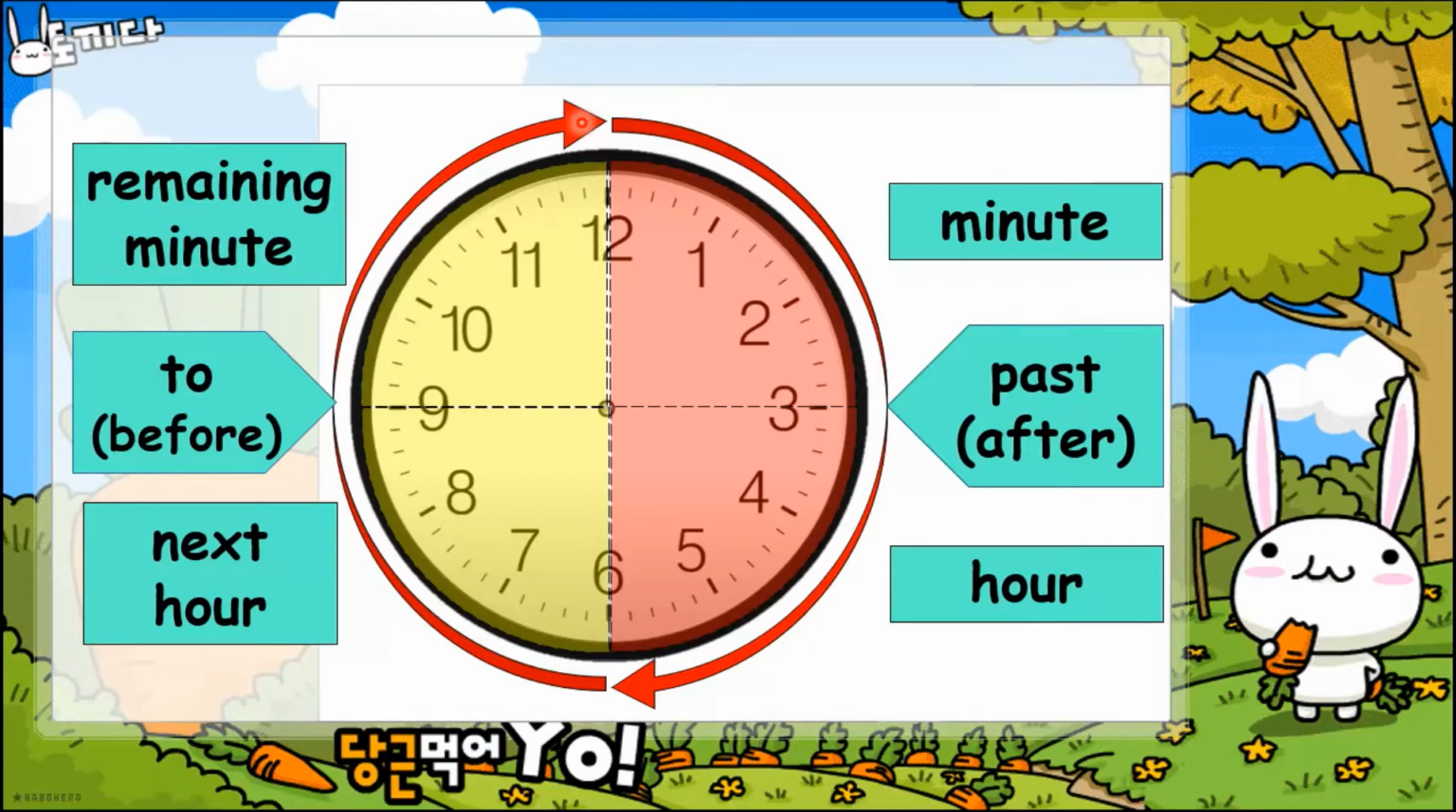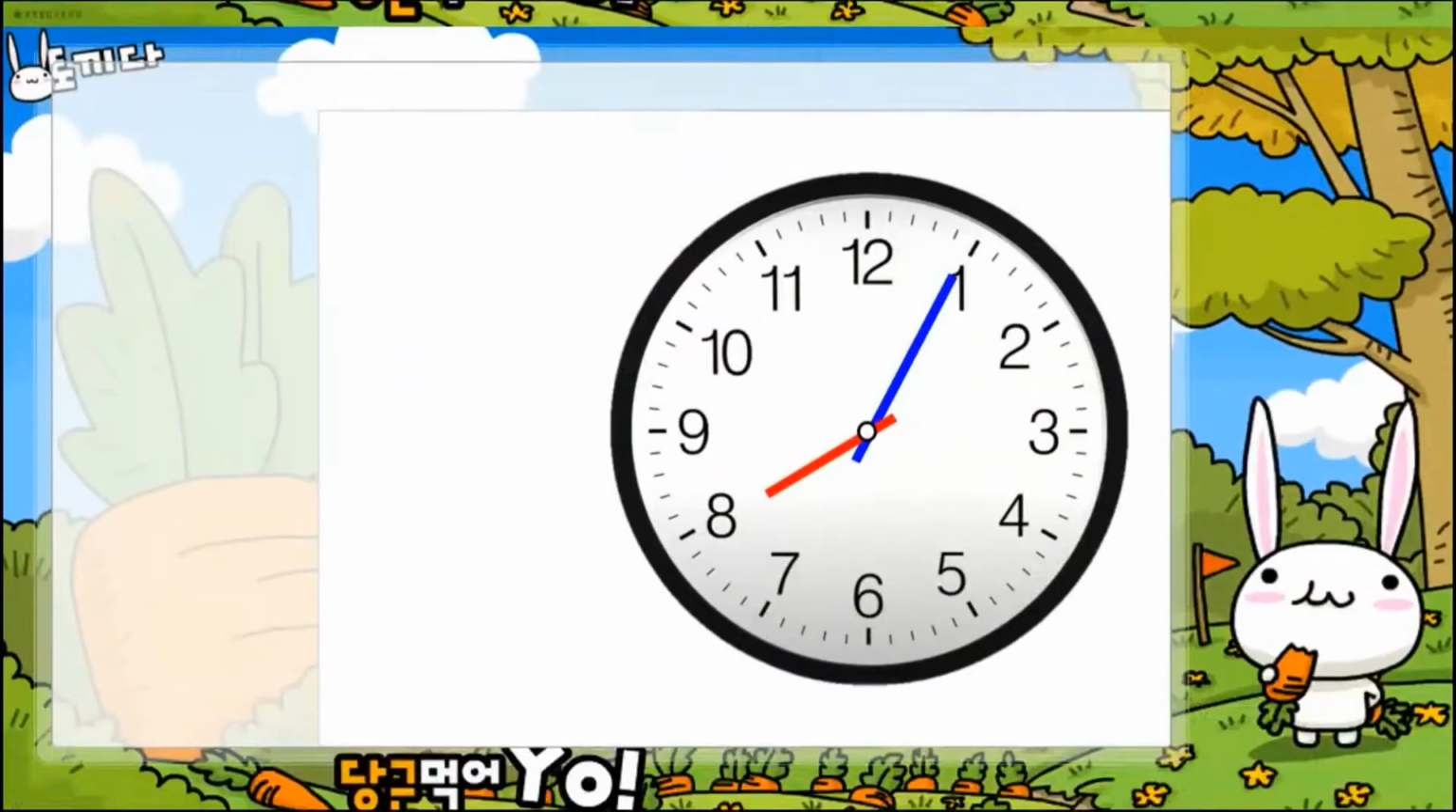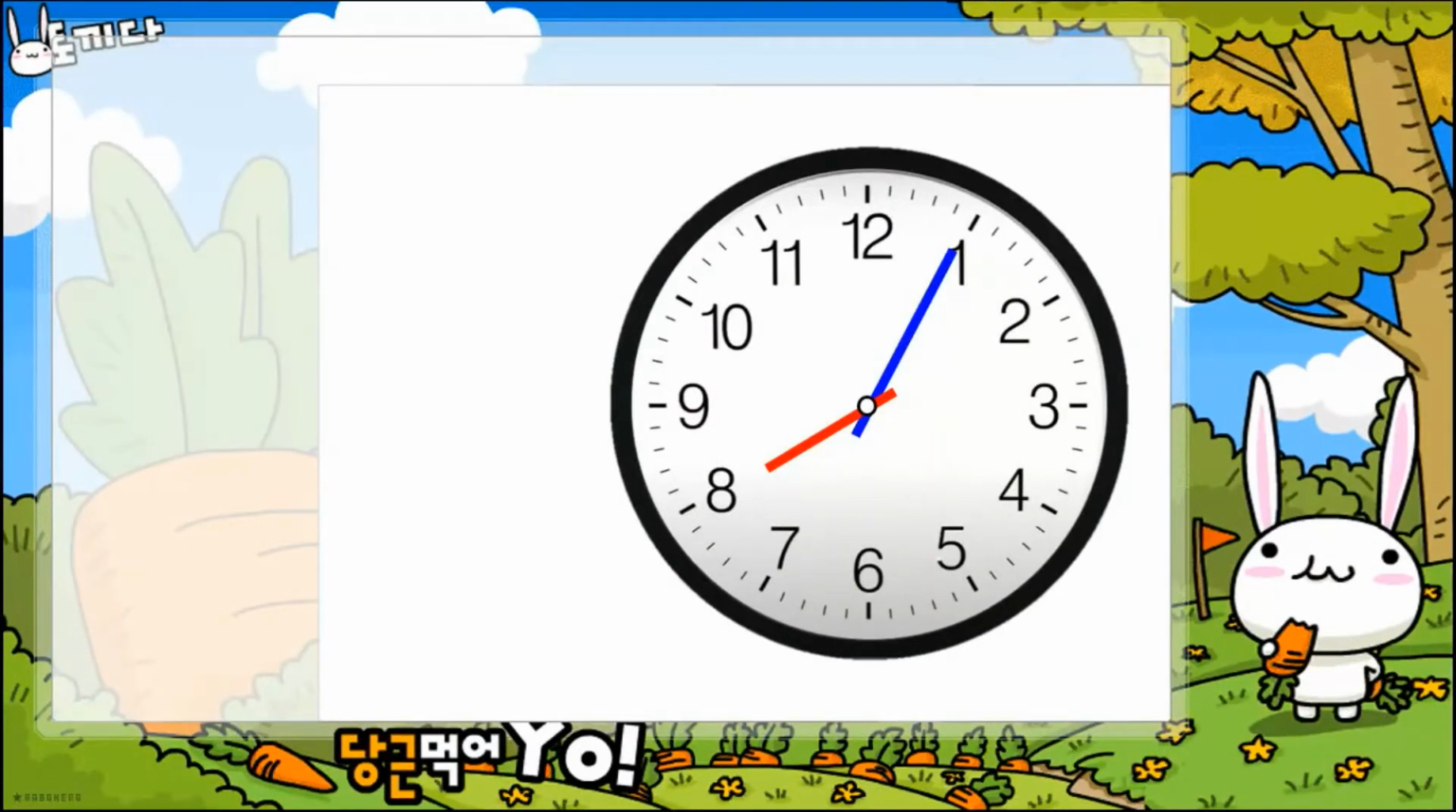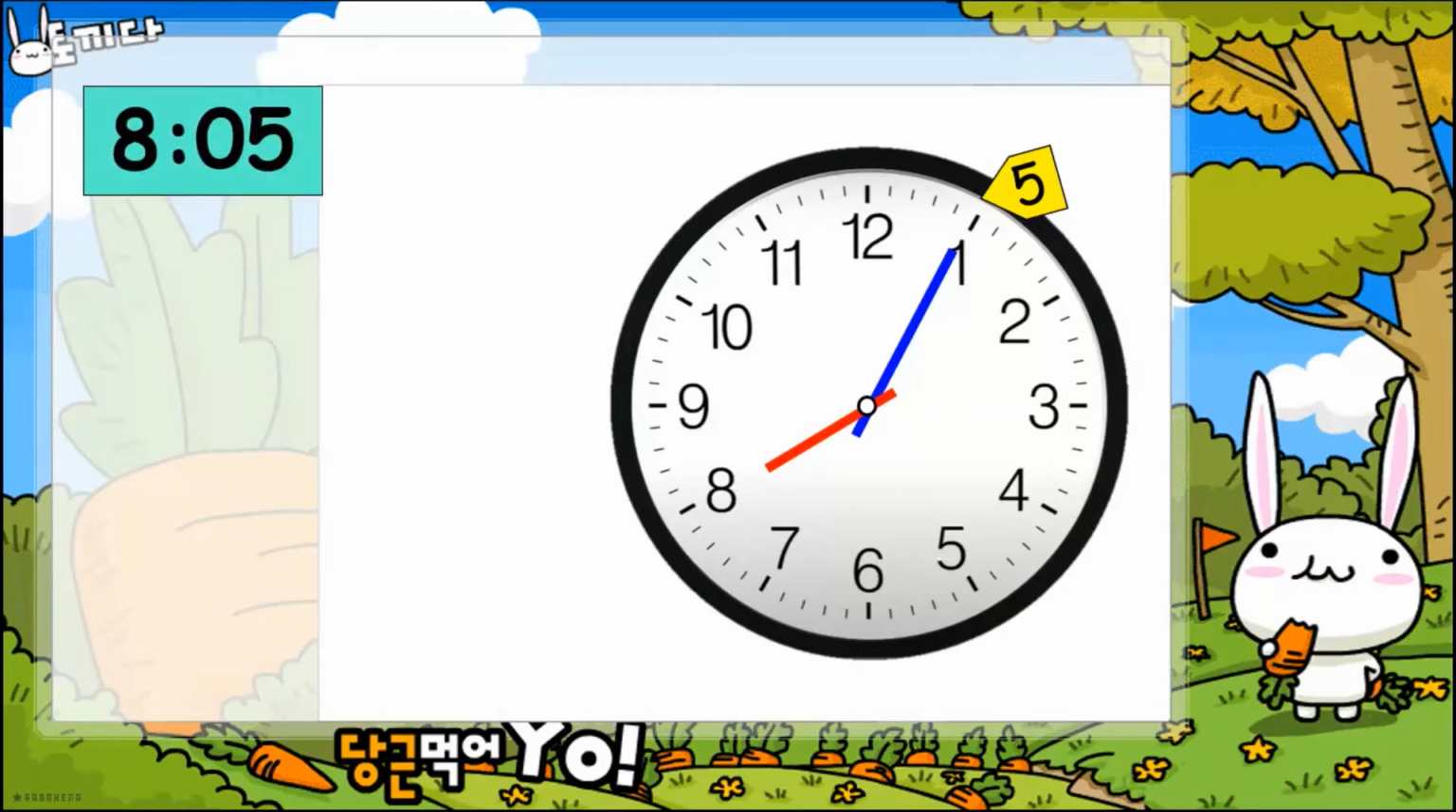Let's see some examples. Look at the picture. Let's write time in number first. The hour hand is pointing to 8. The minute hand is pointing to 1, which means 5 minutes. We can write time as 8:05. We read it simply as 8:05. To tell in British way, read minute hand first, then followed by hour hand.